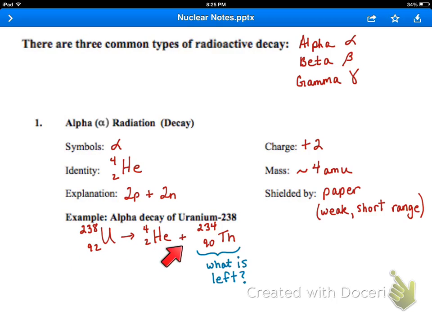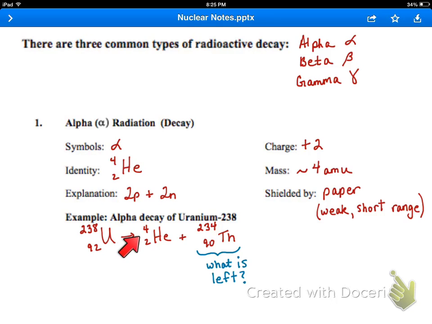So this is the alpha decay of uranium-238. So what we do is find uranium on the periodic table, and uranium is a U, and we're told that it's uranium-238, so the top number is going to be 238. Because it's uranium, the bottom number is going to be 92, because uranium has an atomic number of 92. So this is going to decay by alpha radiation.